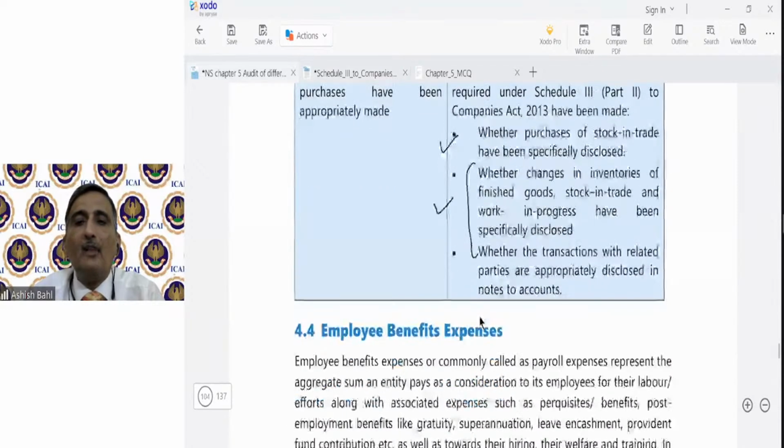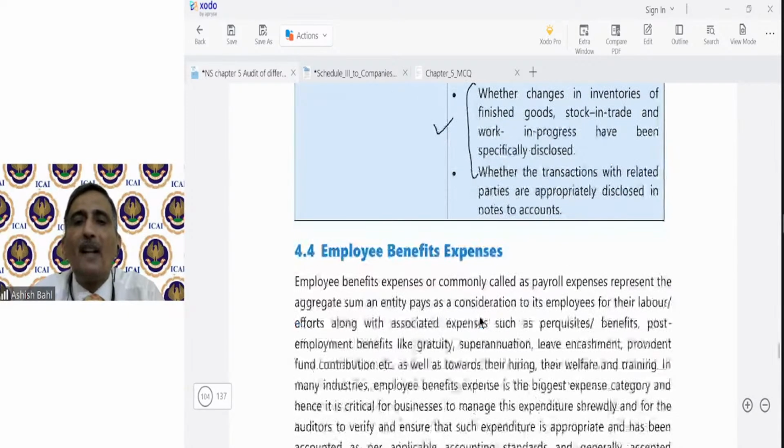So now we come to some other few expenses. So all usual procedures which an auditor applies, which an auditor performs, these also apply to all these expenses. So few major expenses have been given in your module. So we'll quickly go through these, like employee benefit expenses.